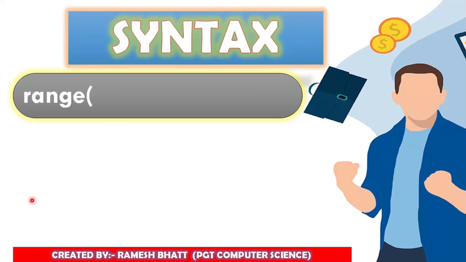So what is the syntax of the range function? Basically the range function takes three parameters. The first parameter is start, the second parameter is stop, and the third parameter is step. So what is the meaning of these parameters? We will see one by one.